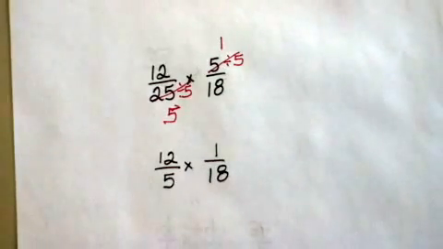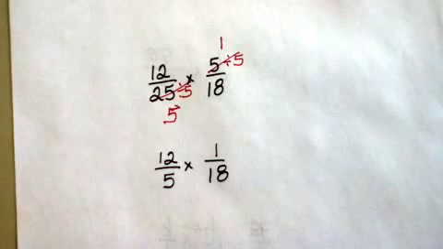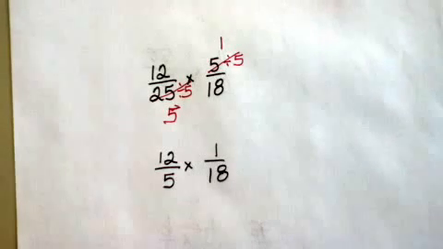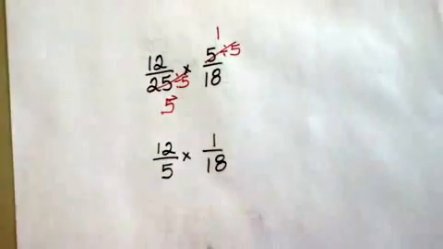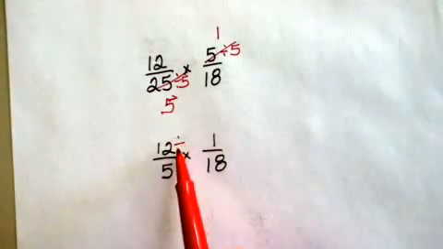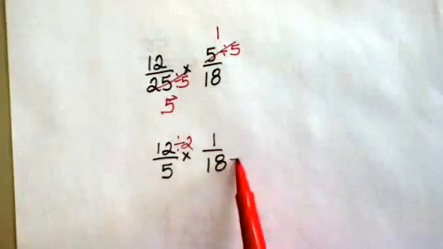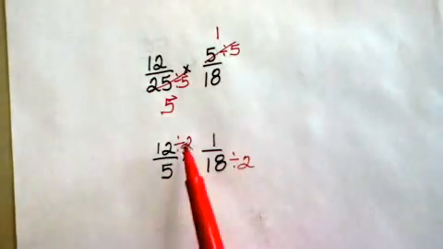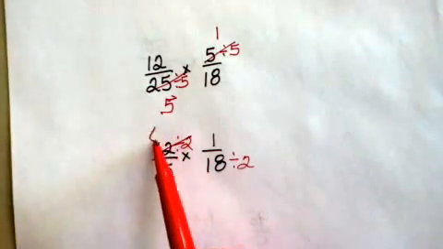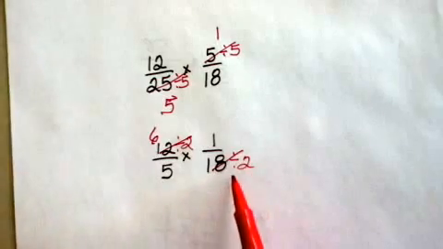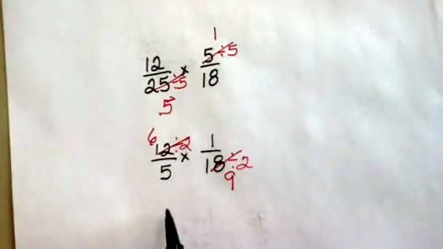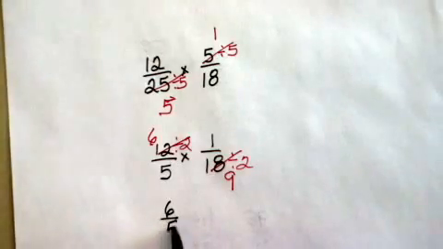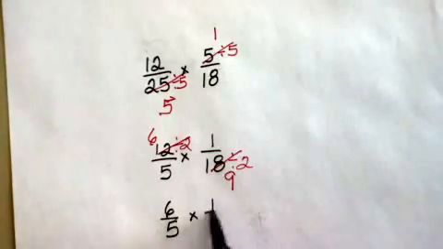And I repeat that process. Is there anything in the numerator or the top and anything in the denominator, the bottom, that have something in common? Well, if I look at the 12 and the 18, I see I can divide both of those by 2. 12 divided by 2 is 6. 18 divided by 2 is 9. And now my problem becomes 6 over 5 times 1 over 9.